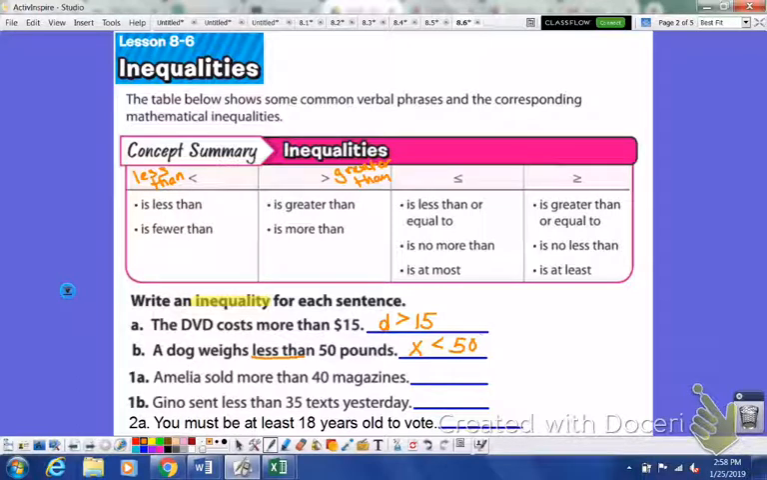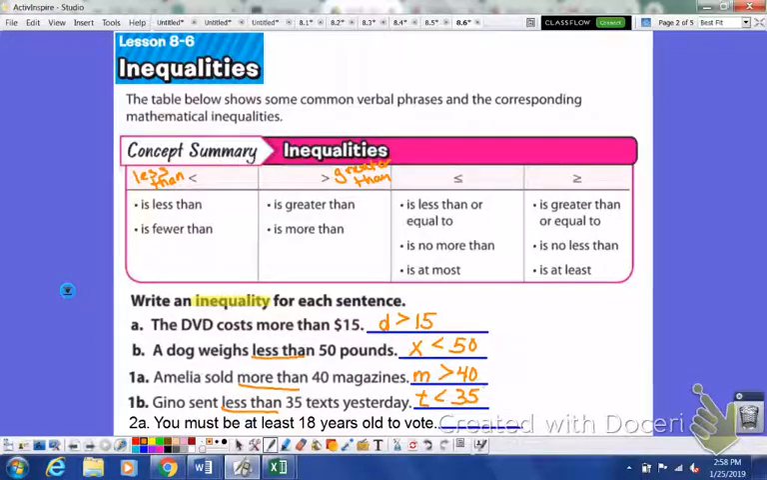1A, Amelia sold more than 40 magazines. There's my more than. Let's talk about magazines. I'm going to use an M this time. So M is greater than 40. 1B, Gino sent less than 35 texts yesterday. Talking about texts, so I'll use a T this time. So T is less than 35.